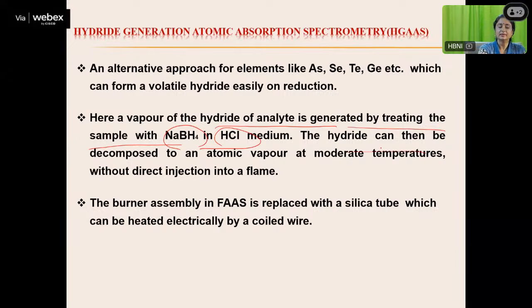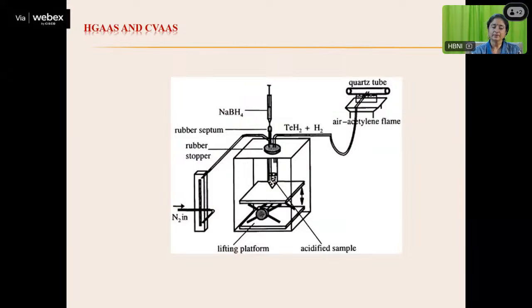Now this hydride can then be decomposed to an atomic vapor at moderate temperatures without direct injection into the flame. So the burner assembly in FAS is replaced with a silica tube which can be heated electrically by a coiled wire. I am giving the picture of this. Now you can see this is your sample reaction vial where NaBH4 is added to the sample. Then it will be agitated, and whatever hydride forms will be transferred to this quartz tube through argon or nitrogen. Whatever is there, you sweep all those hydrides to the quartz tube.